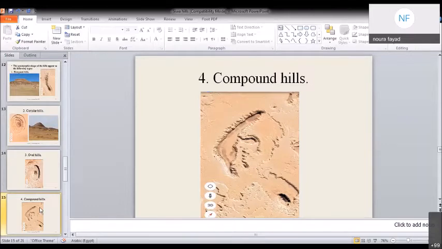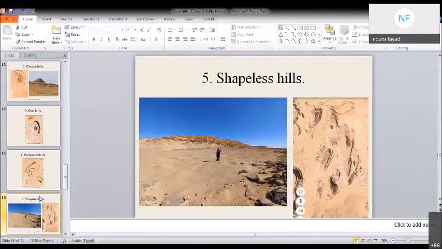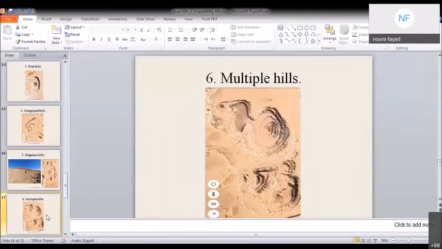Compound hills, which consist of a lot of hills together. Shapeless hills have no definite shape, because erosion and the wind have affected them. Multiple hills.